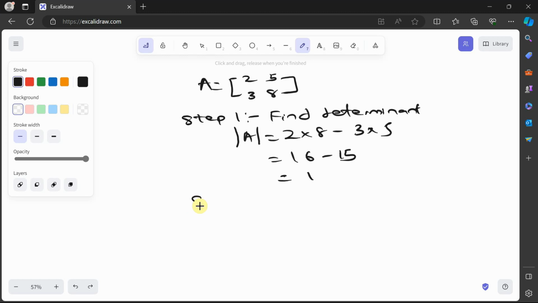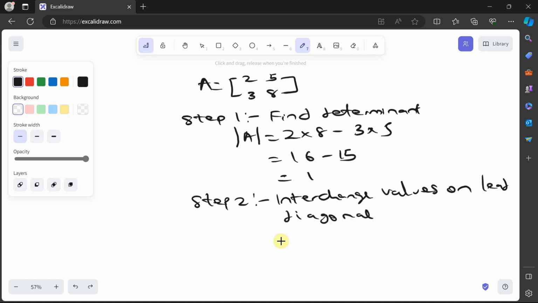Well done. Then in step 2, who can remind us what step 2 is? Great. So I'll just say interchange the values on the leading diagonal. So it will now become 8, 2, 3, 5.